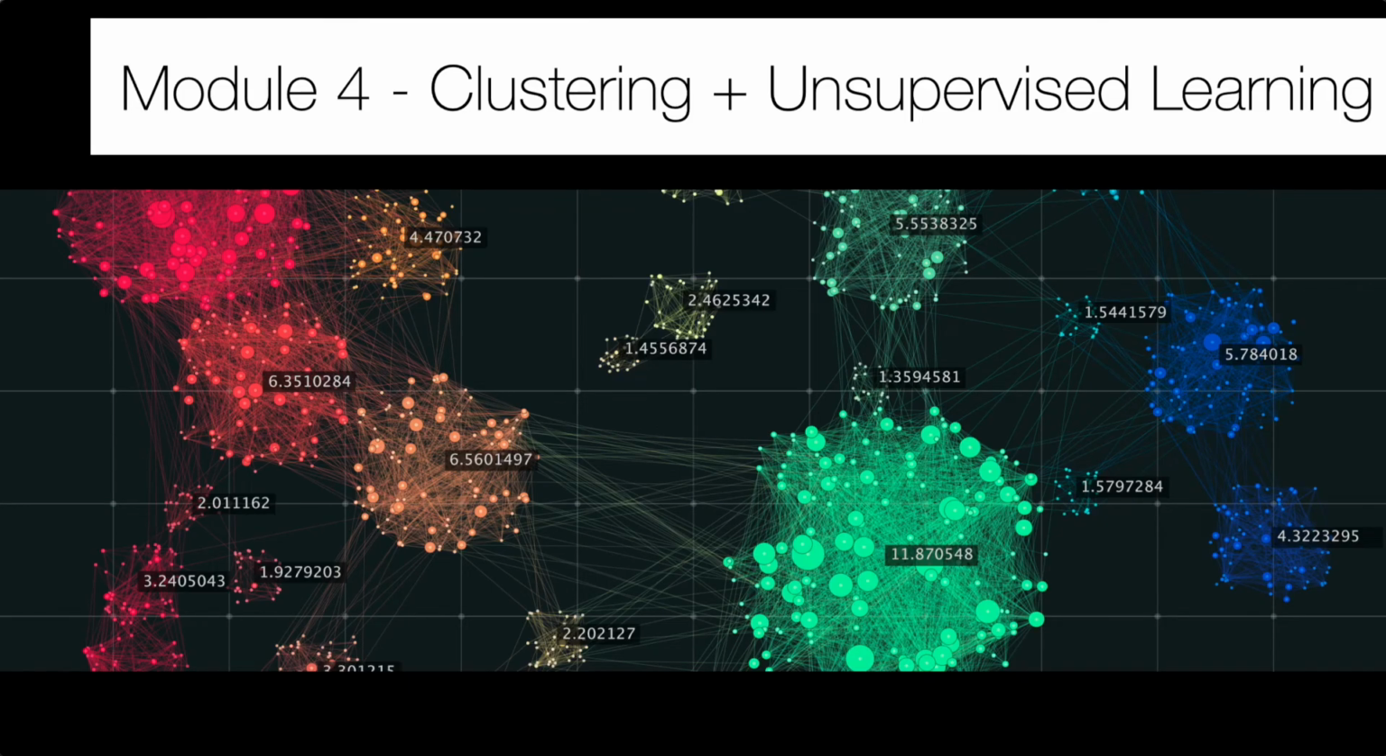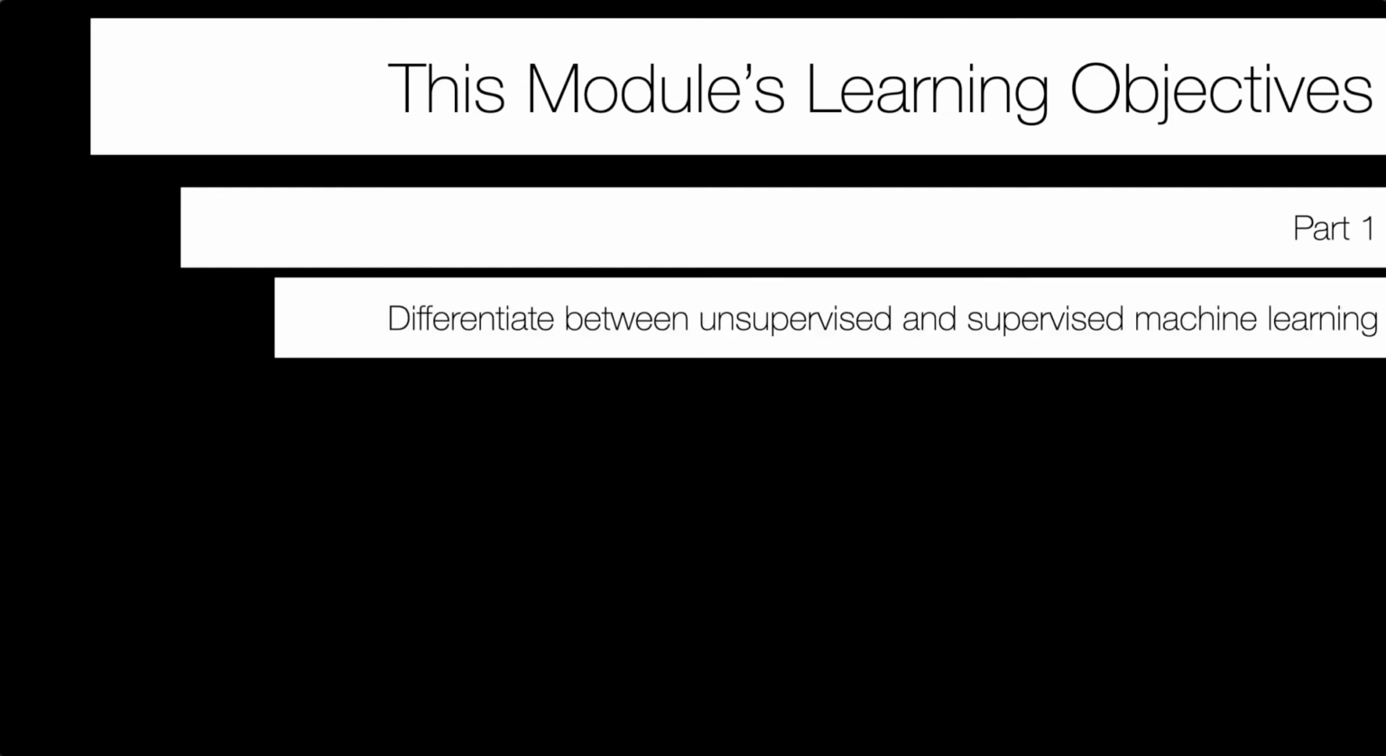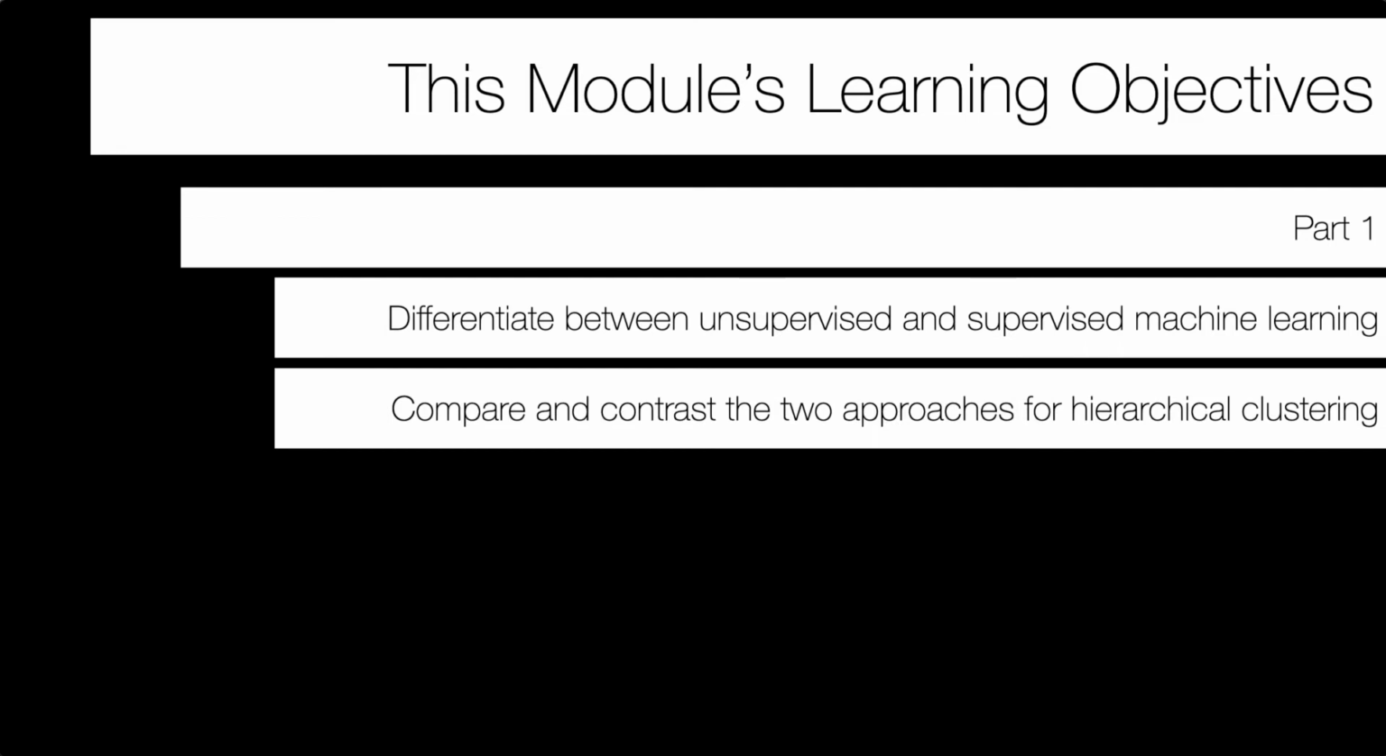This week, we're starting Module 4 on clustering and unsupervised learning. Module 4 will work across 2 weeks. So this week is going to focus on a few objectives. The first is this high-level differentiation between supervised and unsupervised machine learning. So first, what is machine learning, and how do we differentiate these two kinds of machine learning approaches?